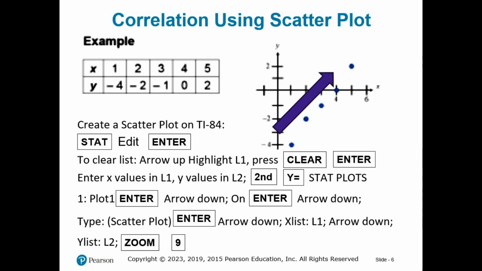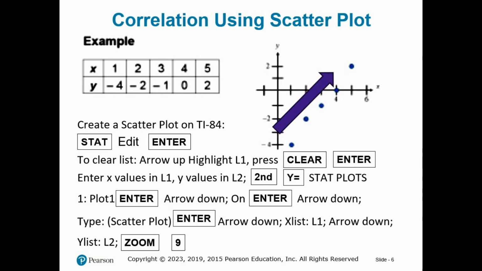When you finish that, press the second button, then the y equals button. Then select Stat Plots menu and select Plot 1 and press Enter. Now arrow down and select On and press Enter to select it. Next, you're going to arrow down and select the type of graph you want, which is the scatter plot with the individual dots. Press Enter to select it. Then arrow down if needed to select L1 for the X list and L2 for the Y list. You may have to do that a couple of different ways. Some people may have to do the second button and the number 1.